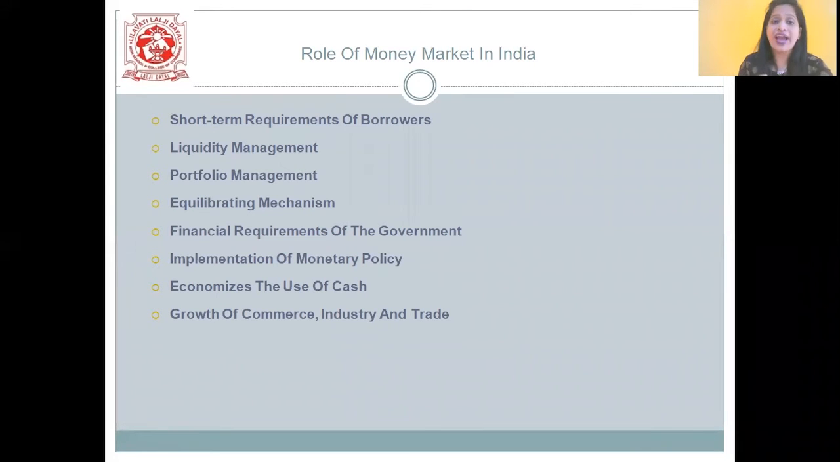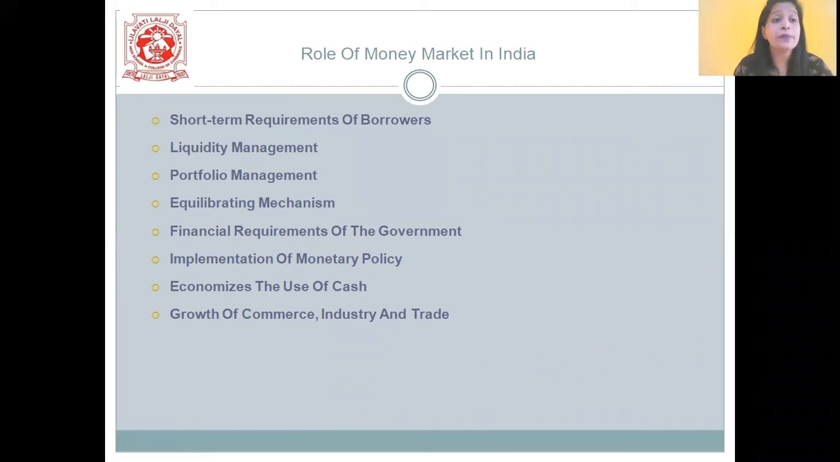It can convert all your financial assets into cash very quickly. Next one is portfolio management. The money market deals with different types of financial instruments. This enables the investor to hold a portfolio of different financial assets, which in turn helps in minimizing the risk and maximizing the return. Next one is equilibrating mechanism. Through proper allocation of resources and proper mobilization of savings, the money market helps to establish equilibrium between demand and supply. Next one is financial requirement of the government. The money market helps the government to fulfill its short-term financial requirements.